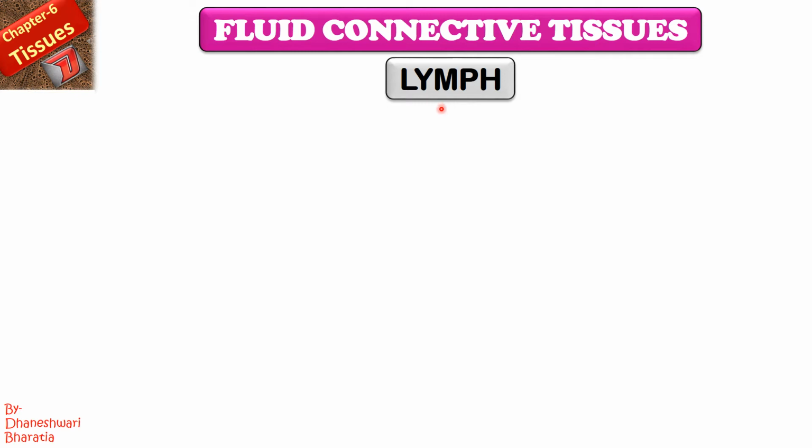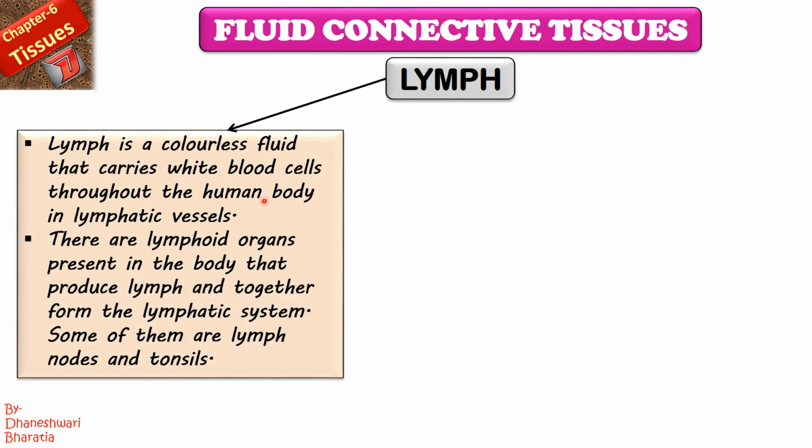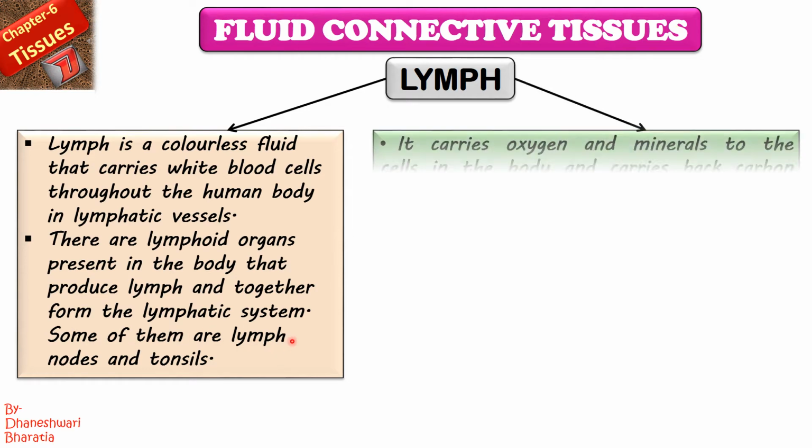That is why it is a colorless or pale yellow fluid which runs along the lymphatic system. It carries WBCs throughout the human body in lymphatic vessels. Likewise, you must have heard about blood vessels. So, wherever the lymph is present, it is known as lymphatic vessels. There are lymphoid organs present in the body that produce lymph and together form the lymphatic system. Some of them are lymph nodes and tonsils.